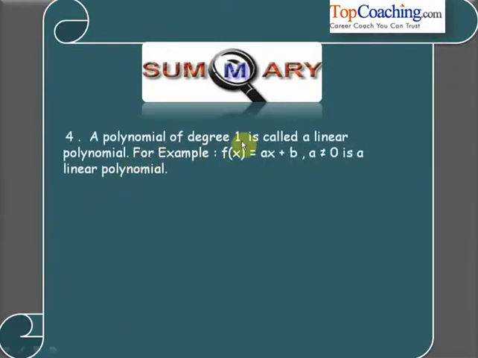A polynomial of degree 1 is called a linear polynomial. For example, f(x) = ax + b, where a is not equal to 0, is a linear polynomial. So any polynomial with degree 1 is known as a linear polynomial. An example of this would be ax + b, where a is not equal to 0.